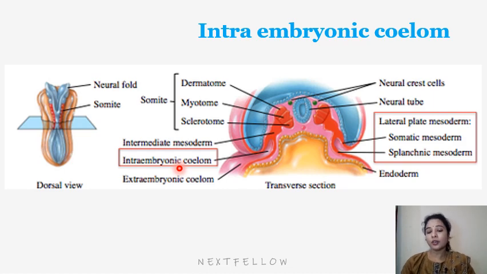Initially this intraembryonic coelom forms as many small cavities, which all fuse to form a horseshoe shaped coelom. So the cavity appears in the lateral plate of intraembryonic mesoderm, dividing into dorsal somatopleuric mesoderm and ventral splanchnopleuric mesoderm. The ventral splanchnopleuric mesoderm lines the yolk sac, and the dorsal somatopleuric mesoderm lines the amniotic cavity. So the somatopleuric layer is related to the ectoderm, and the splanchnopleuric layer is related to the endoderm.